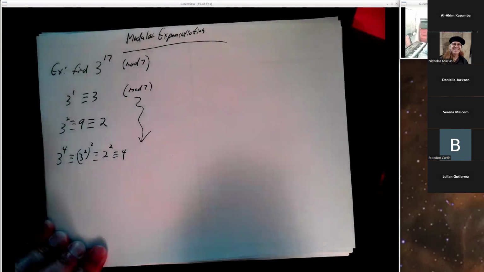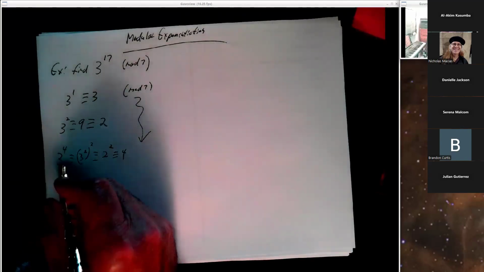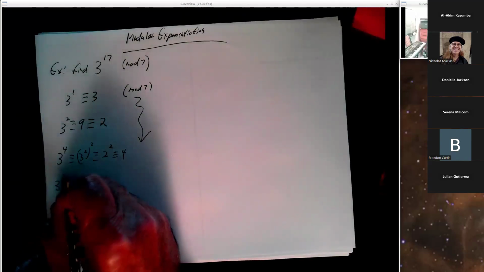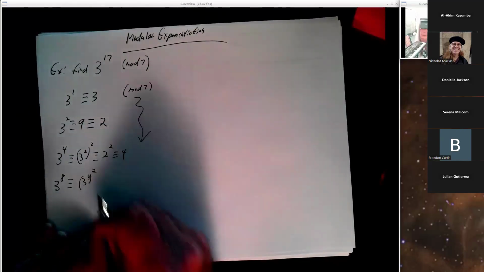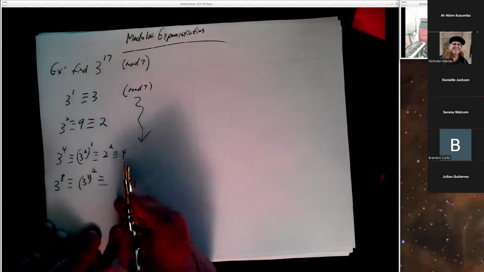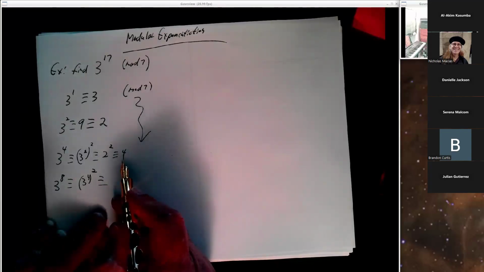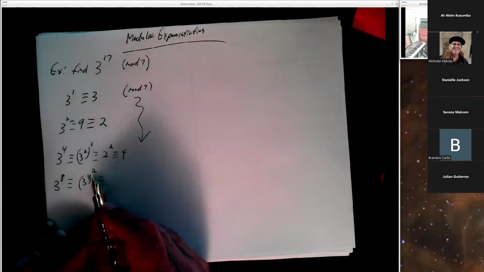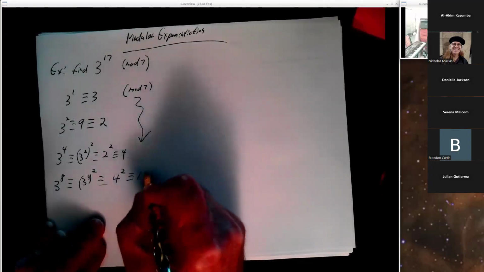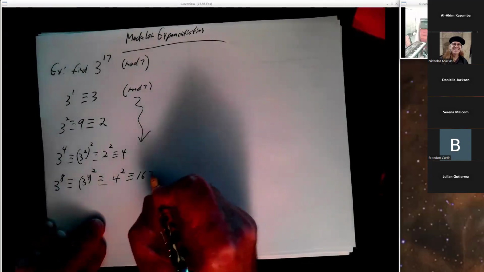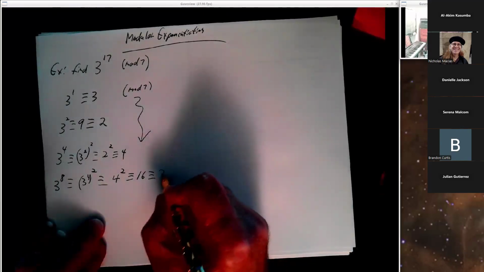And we're not going to do 3 to the fifth, sixth, or seventh. We're going to square both sides. We're going to say 3 to the eighth, and this is the square of 3 to the fourth. And we already found 3 to the fourth was congruent to 4. So 3 to the eighth is congruent to 4 squared, which is 16. And 16 is 2 more than 14.